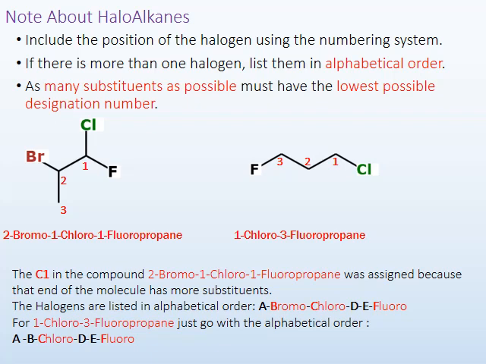For the compound 2-bromo-1-chloro-1-fluoropropane, the carbon number 1 was assigned because that end of the molecule has more substituents. The halogens are then listed in alphabetical order. Bromo and chloro are listed before fluoro, because B and C come before F in the alphabet.